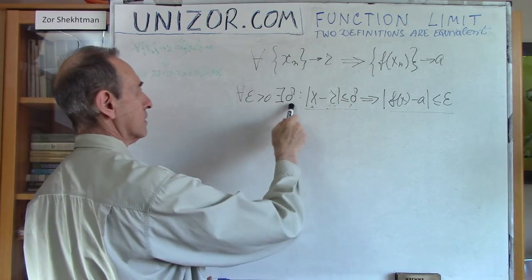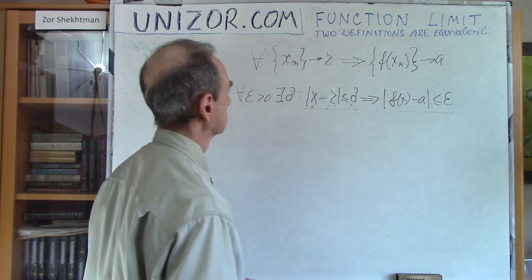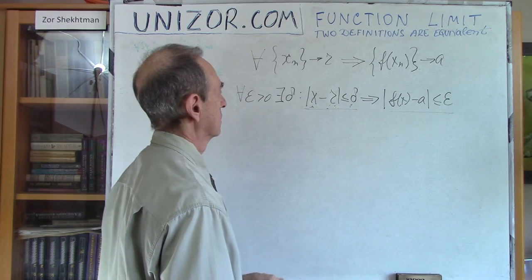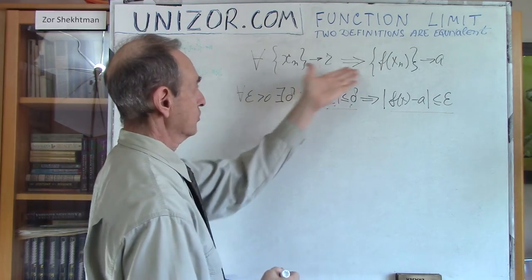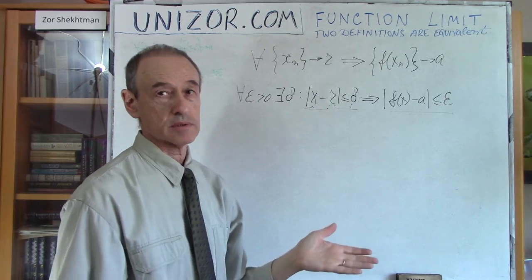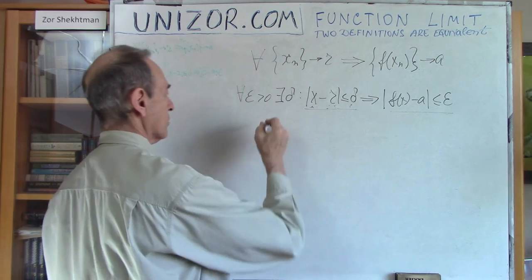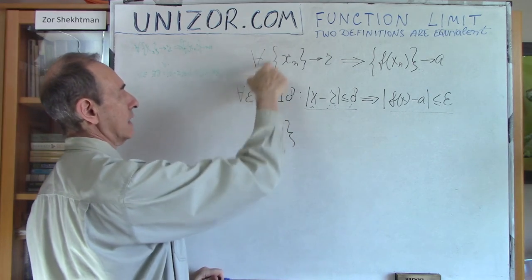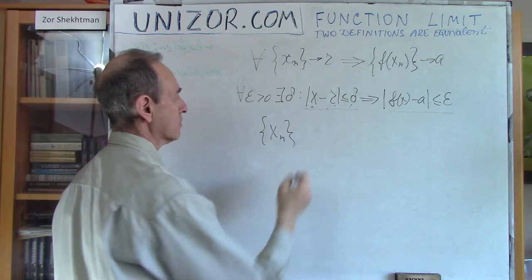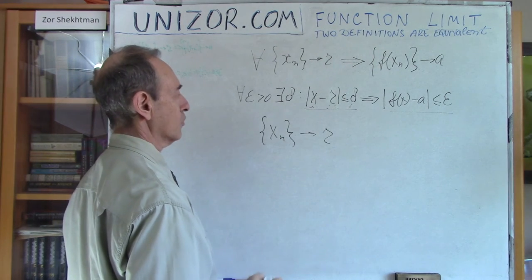So this is given, and this is what we have to prove, right? Okay, fine. We have to prove this for any sequence of arguments. Well, let's take the sequence of arguments. Any sequence of arguments. You see, this "any." I just took any sequence of arguments which is converging to R. Now, what happens then?